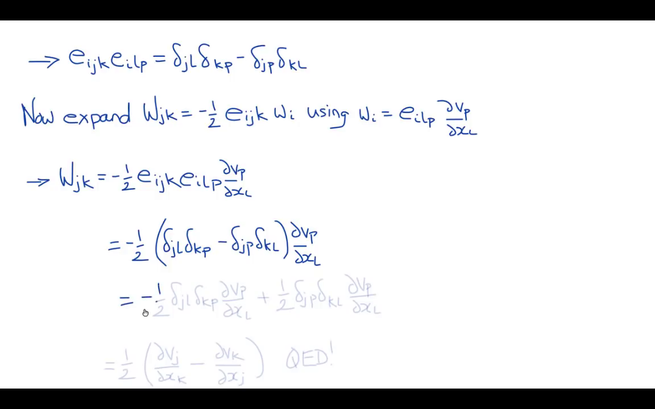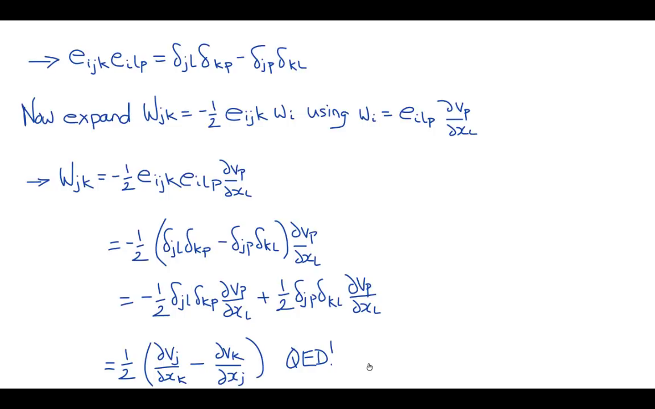Now expanding this out, we'll get minus 1/2 delta JL delta KP times del VP del XL minus minus 1/2, so plus 1/2 delta JP delta KL times del VP del XL. This turns L to a J, P to a K, and in the second term P to a J and L to a K, to give us minus 1/2 del VJ del XK minus del VK del XJ, which is our original definition of the components of the spin tensor. So this is the result that we wanted. We've now proven this expression relating the components of the spin tensor to the components of the vorticity vector through the permutation symbol E.